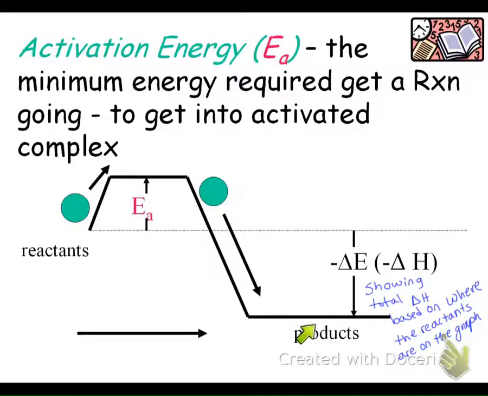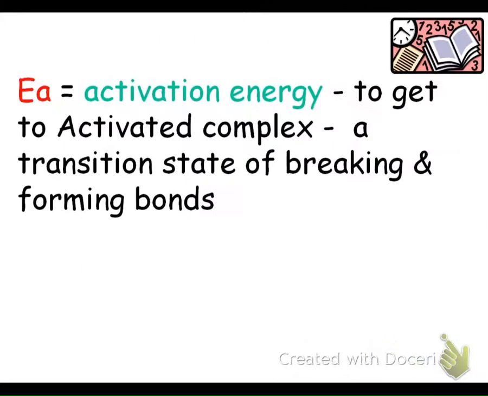To measure my total change in H, or my total change in energy, I look at the difference between my reactants and my products. This shows the total change in H based on where those things are on the graph. So activation energy is the energy required to get to the activation complex, and the activation complex is a transition state of breaking and forming bonds. You've actually learned about the activation complex already when we did the making water lab.